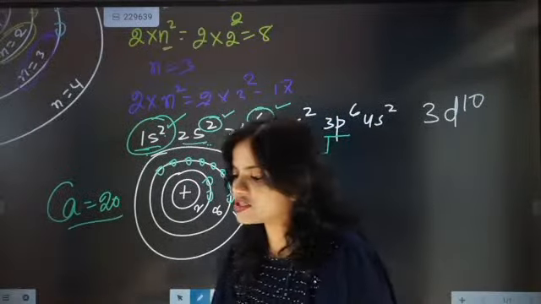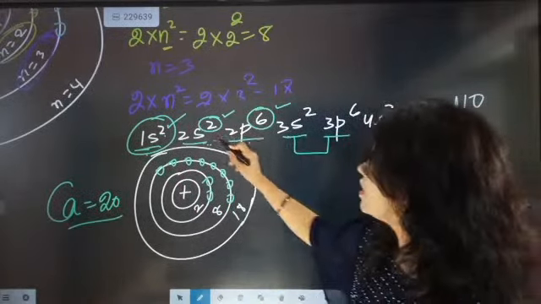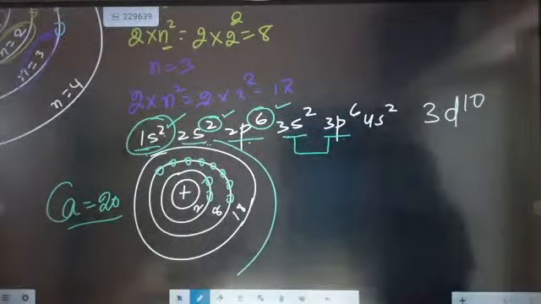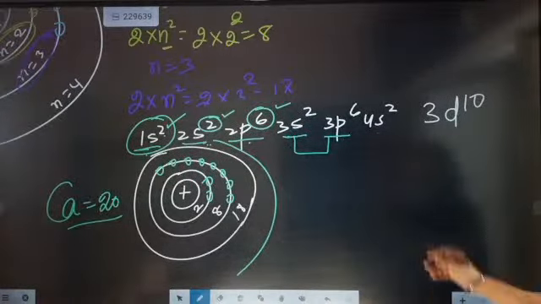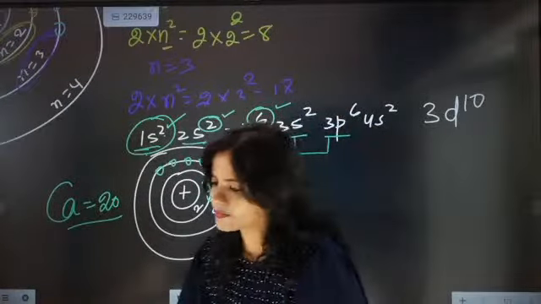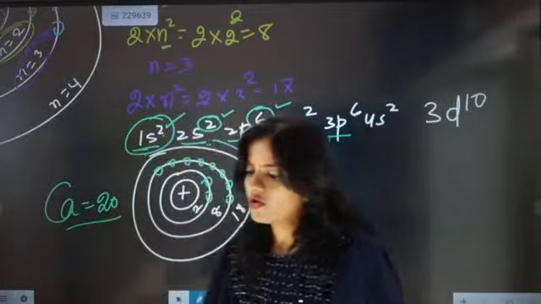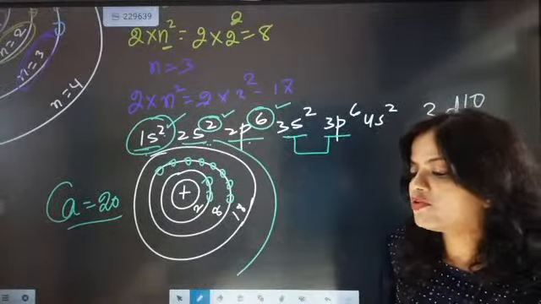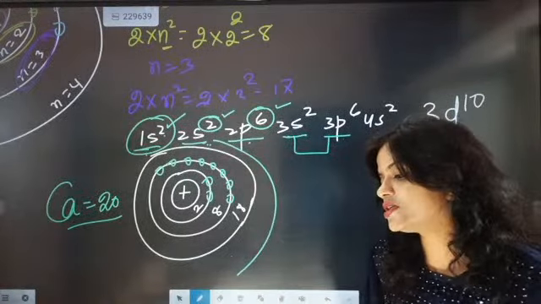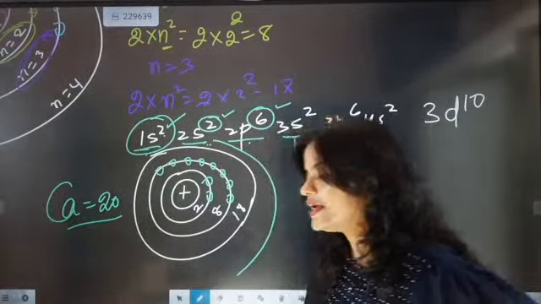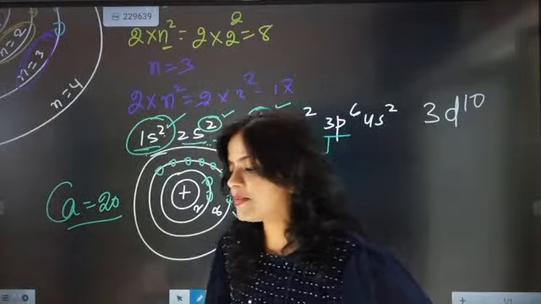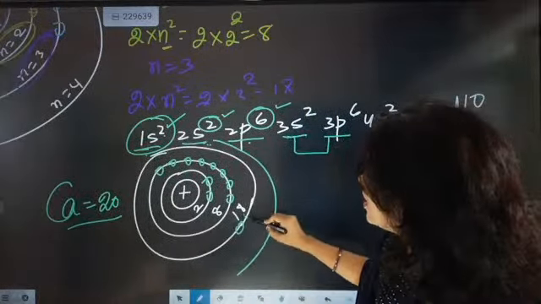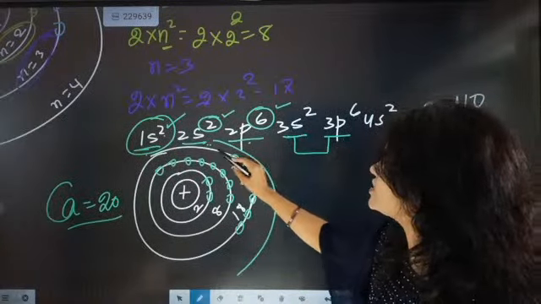So now count how much it is coming for the third orbit. If you are adding it, how much is it coming? Tell me. 8 is coming. Understood? 8 is coming. So now 2 plus 6, 8 electrons. 1, 2, 3, 4, 5, 6, 7, 8.